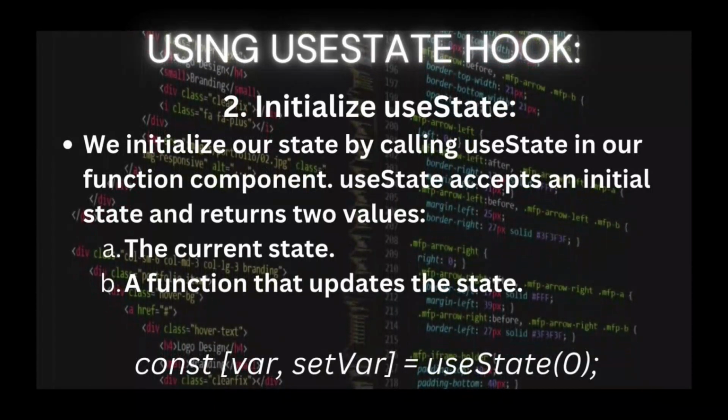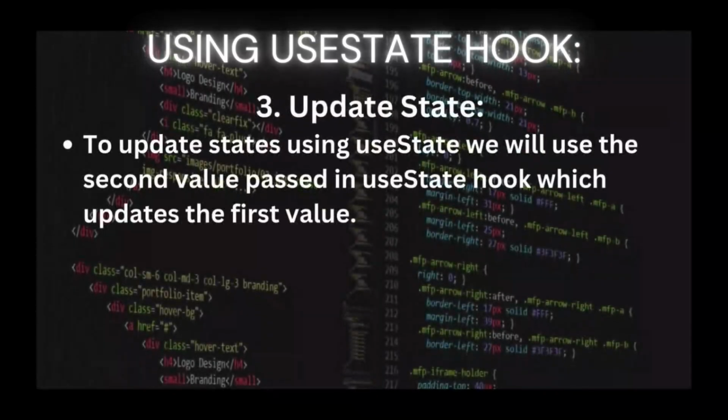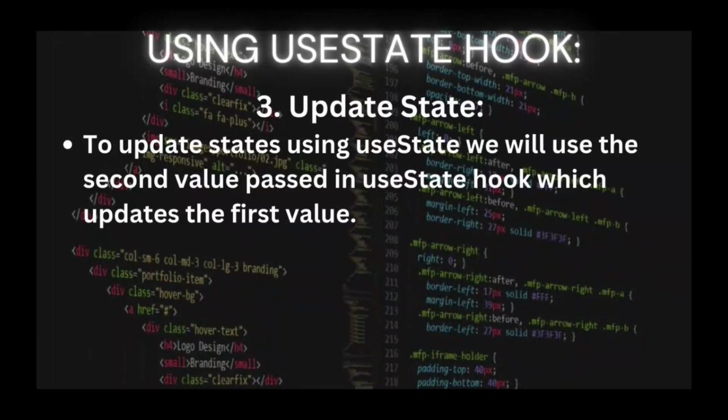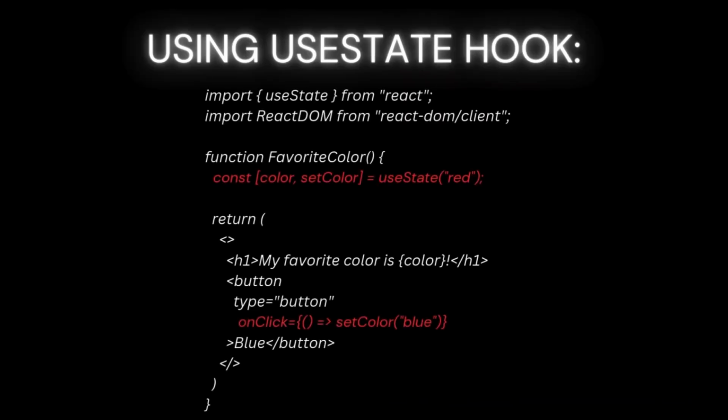Now to update the state, we use the second value returned by useState. Remember that useState returns 2 values. The second value is the function that updates the state. So to update the state, we have to use the second value in the useState hook, which updates the first value. The second value is used to update the first value.